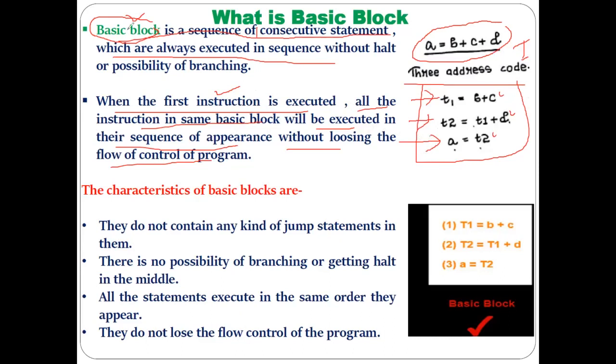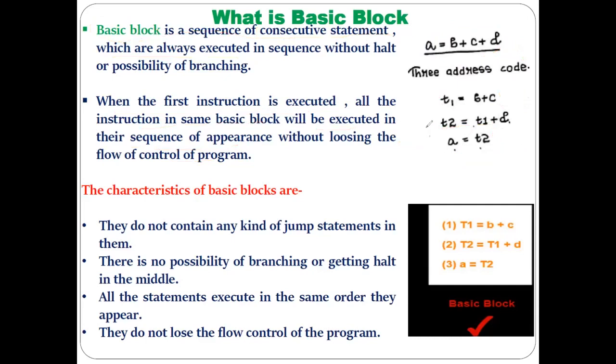So a basic block is a sequence of consecutive statements which are always executed in sequence. These three statements are considered a sequence of consecutive statements. Why are they called a sequence of consecutive statements, and why will they get executed in sequence? Because if you see, after this statement, the next statement is this only.